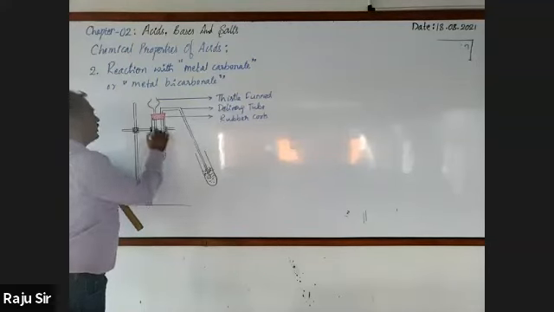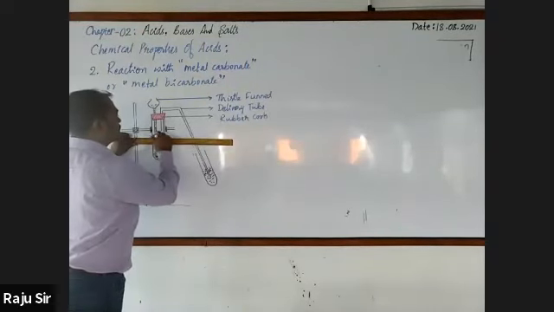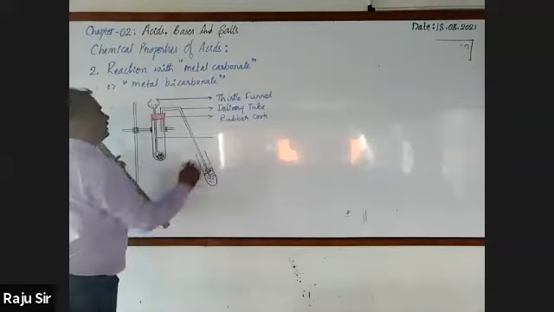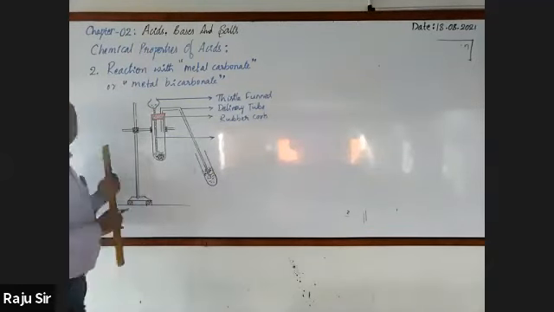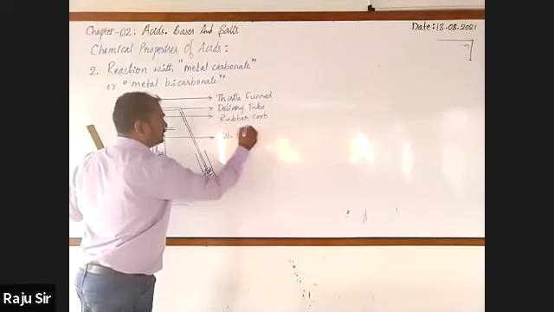Just to differentiate the added acid, I'm using the blue color. What does this blue color indicate? Which acid? Dilute hydrochloric acid. Dilute HCl. Right.